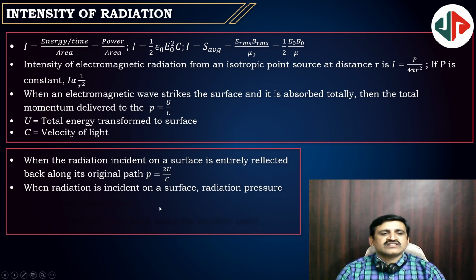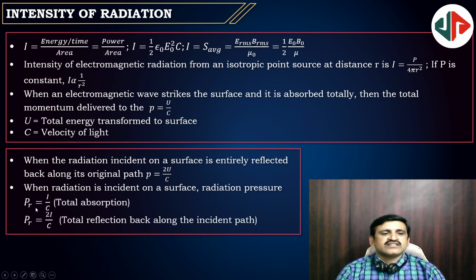When radiation is incident on the surface, radiation pressure is P is equal to I by c. This is momentum transfer, don't get confused with the letter P. This is radiation pressure. Radiation pressure is I by c or 2I by c, if it is absorbed or reflected. If it is absorbed, just one time; reflected, 2 times.